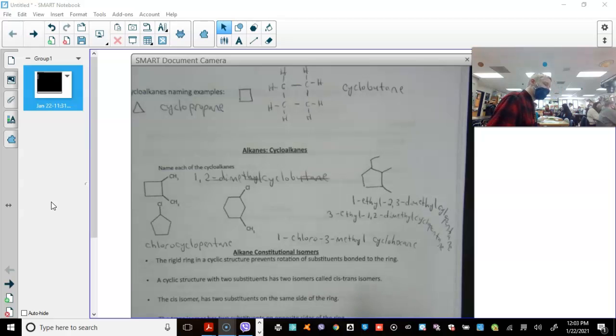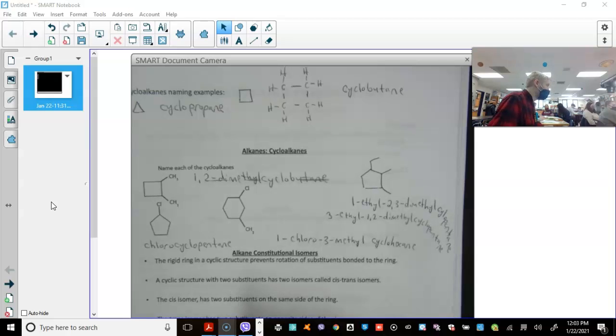But this is referring to cycloalkanes now, constitutional isomers. The rigid ring in a cyclic structure prevents rotation of substituents bonded to the ring. A cyclic structure with 2 substituents has 2 isomers called cis-trans isomers. So you got cis, where one is going up, the other is going down. No, that's trans. Trans is one going up, the other going down, and cis, it's like a field goal, they're both going the same direction.